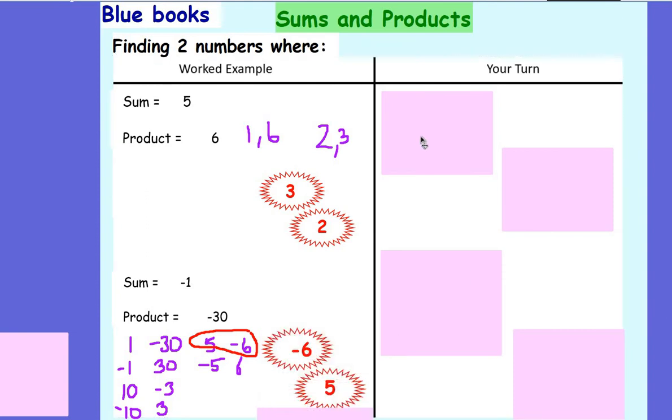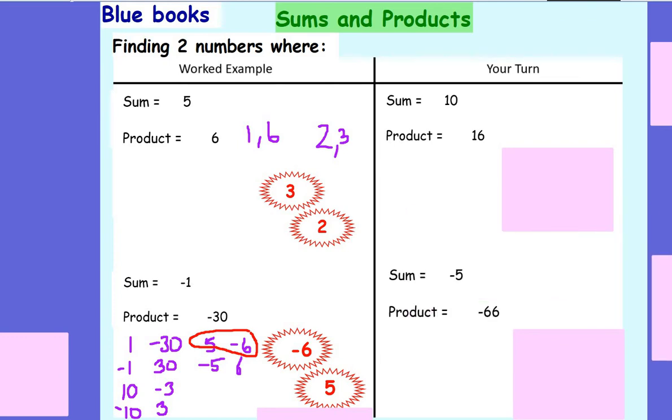Over to you guys. In your dark blue books, can you find me two numbers where the sum is 10 and the product is 16? And can you find me two numbers where the sum is negative 5 and the product is negative 66? Pause the video and work those out now, please.